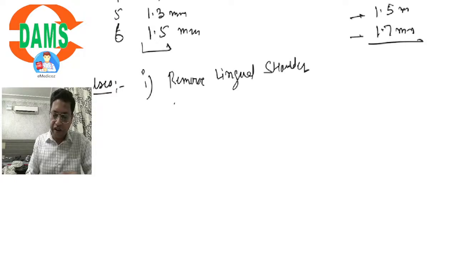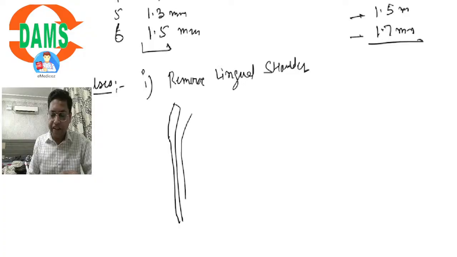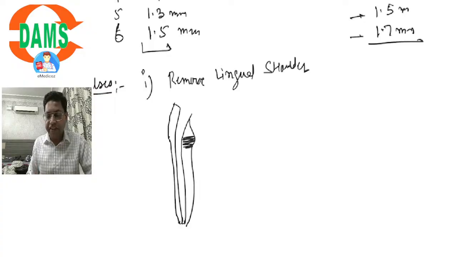What is the lingual shoulder? Suppose this is a maxillary central incisor, it has a root canal anatomy like this when it is seen in a buccolingual cross section. This extension of dentine is called the lingual shoulder. It is an anatomical phenomenon. And to have a straight line access to the apical foramen, we have to remove this lingual shoulder and straighten the root canal.